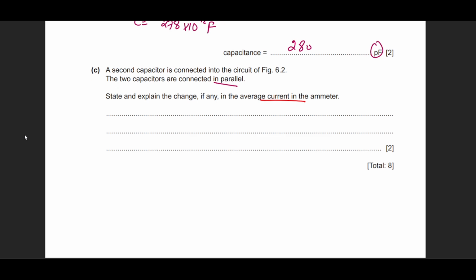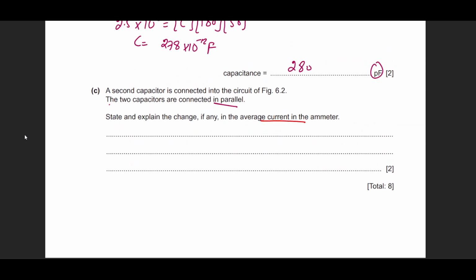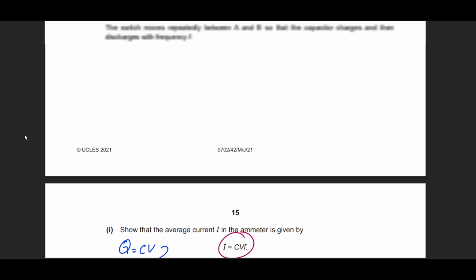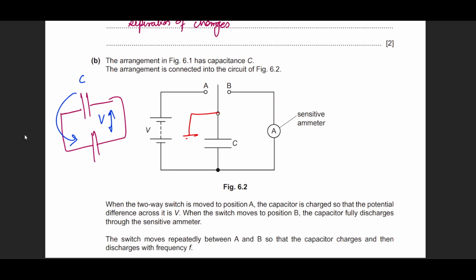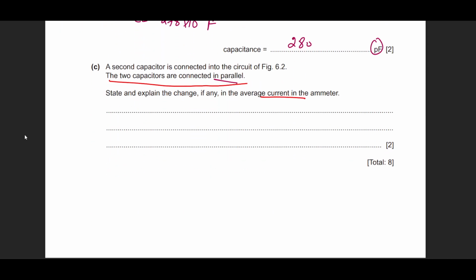So this is going to increase. Two capacitors connected in parallel. Now in this situation there is another capacitor connected over here. So what will happen? I can see that the total capacitance increases, right? So due to current being proportional to CVf, the capacitance increases, the current increases, while the voltage and frequency are constant. The current in the ammeter will be higher because you have stored more charge in it, right?